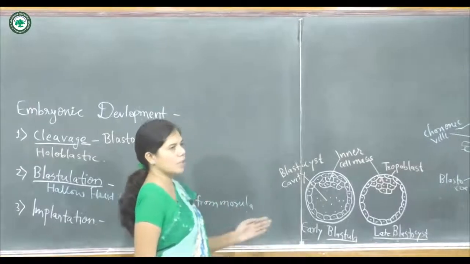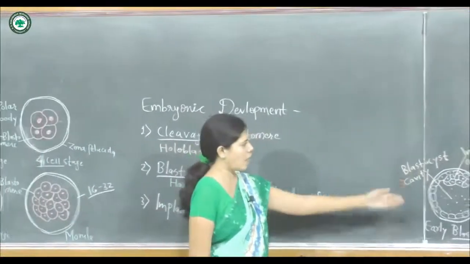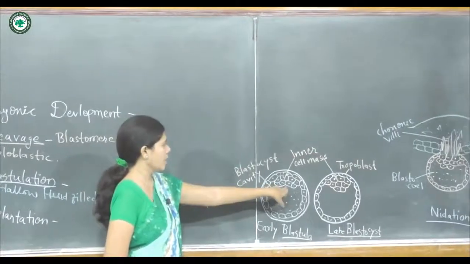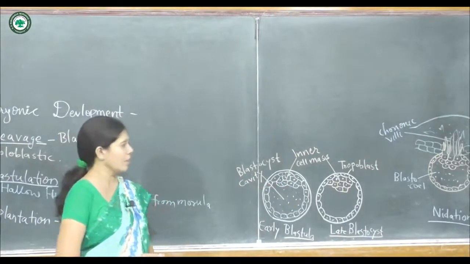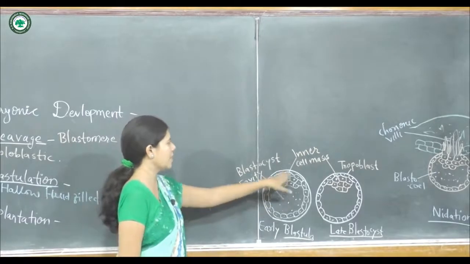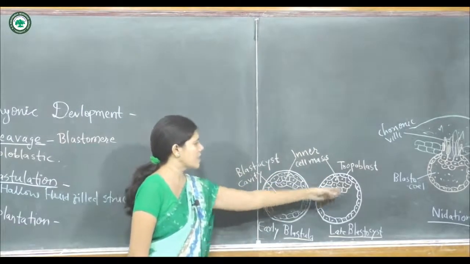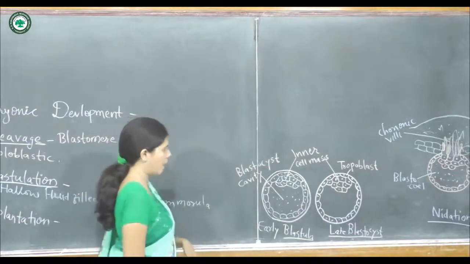The blastula contains two types of cells: the outermost thin cells, and the larger inner cell mass. The inner cell mass is covered by smaller cells that are known as the trophoblast.